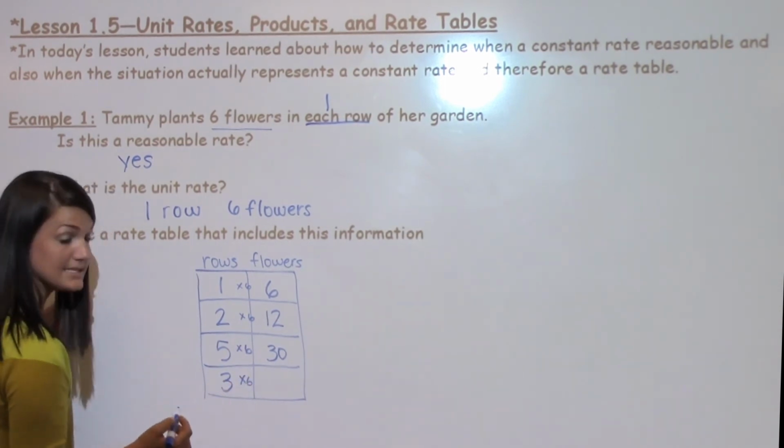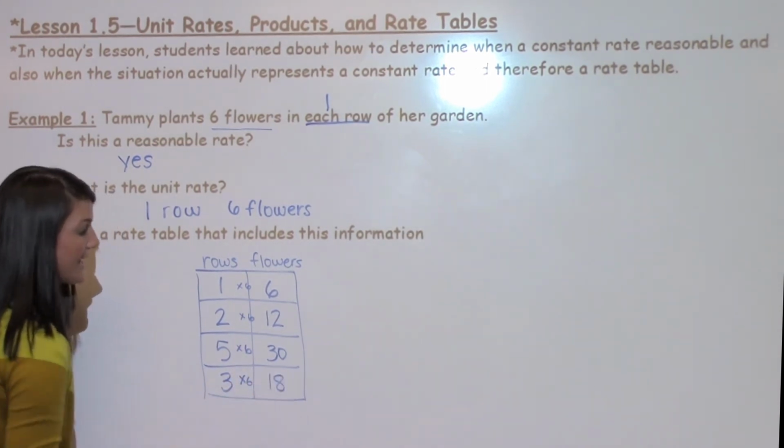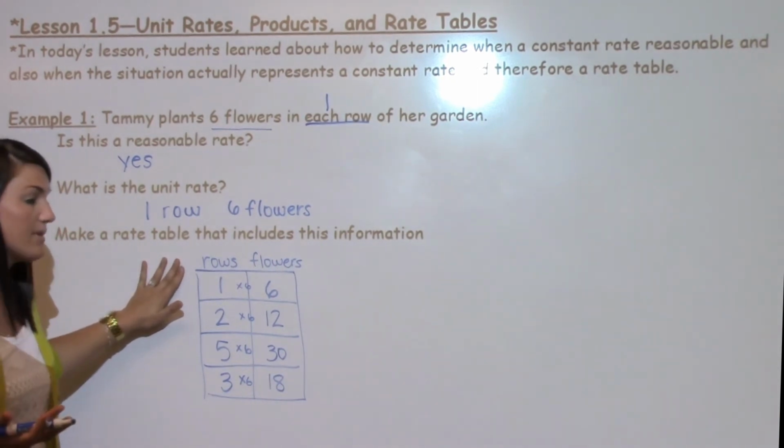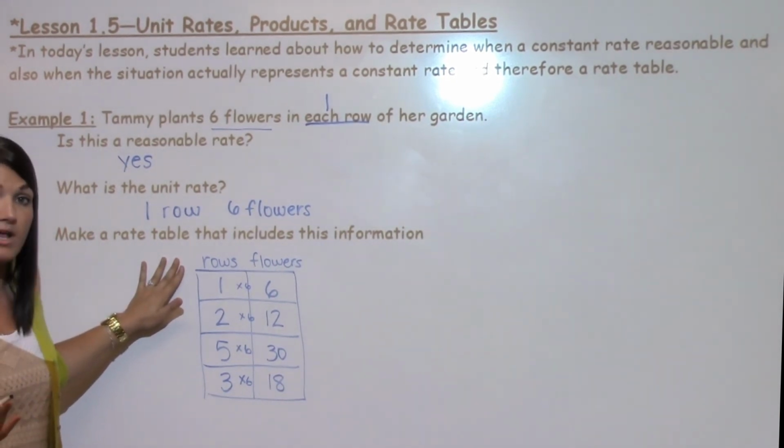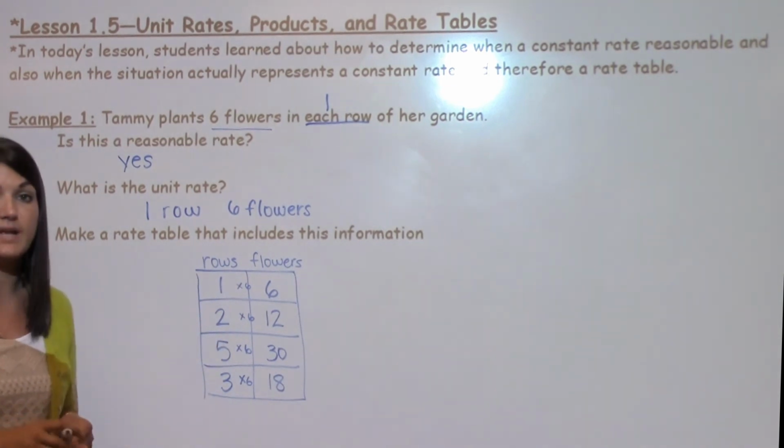Again, my rate would be the same, times 6. And I could continue to find out how many flowers would be in whatever amount of rows I have using my constant rate of times 6.